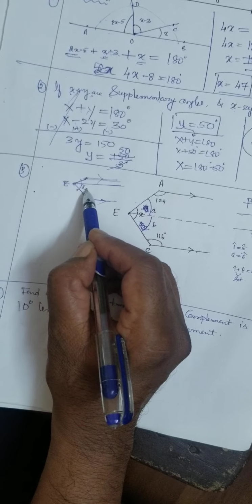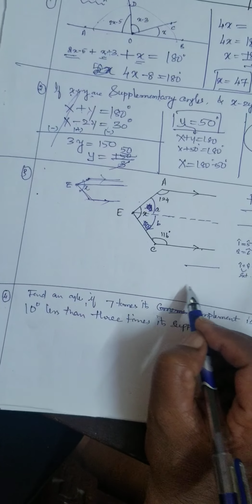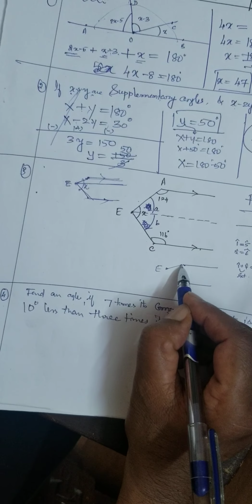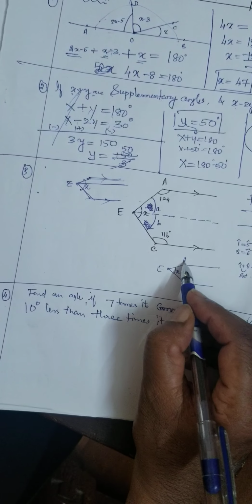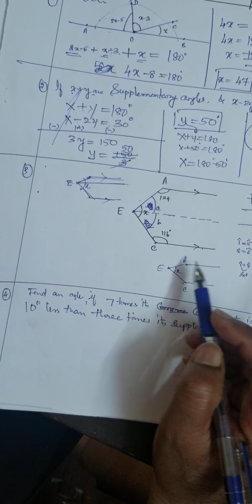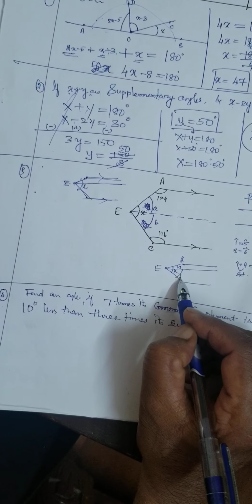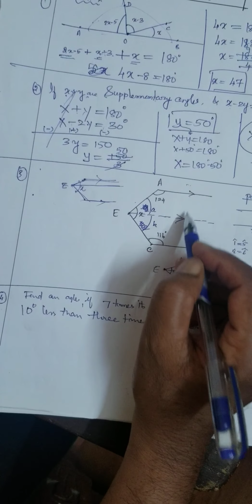Find the value of x, they have asked. That means there are two parallel lines. There is one particular point E. Join this. What is the value of x, they have asked? This is E, this is C. Therefore, if you draw a parallel line, this will be A, this will be B. Now this is a parallel line.